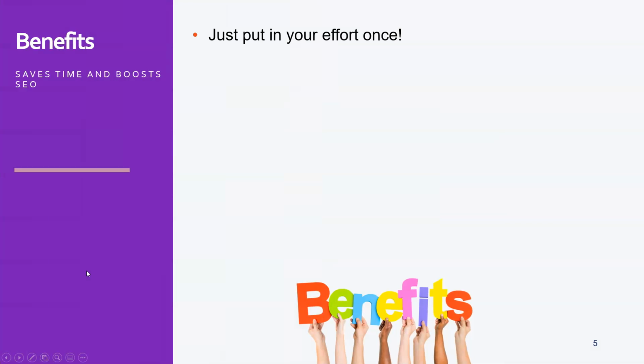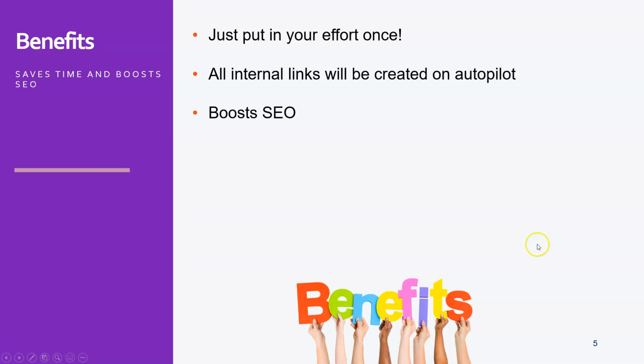So when it comes to benefits, it's easy. You just put in your effort once, and when you're done, you're done. All the other links will be created automatically. If you write a new blog post and certain keywords are in it, bang, there's your link. Really, really easy and powerful. So it will be created on autopilot and you don't have to worry about it ever again.